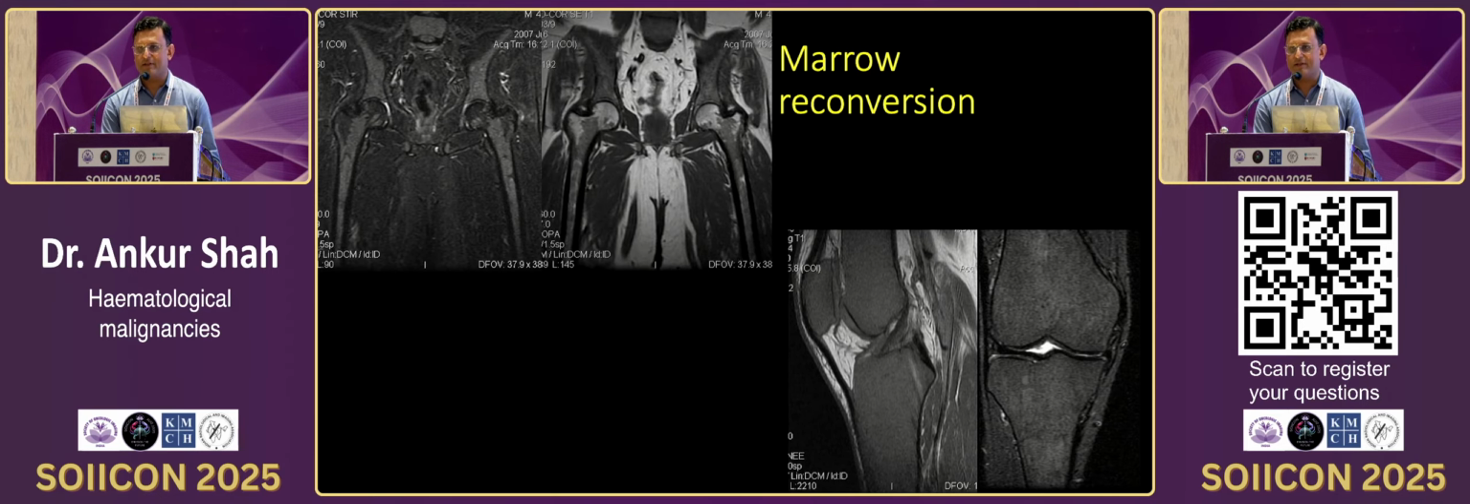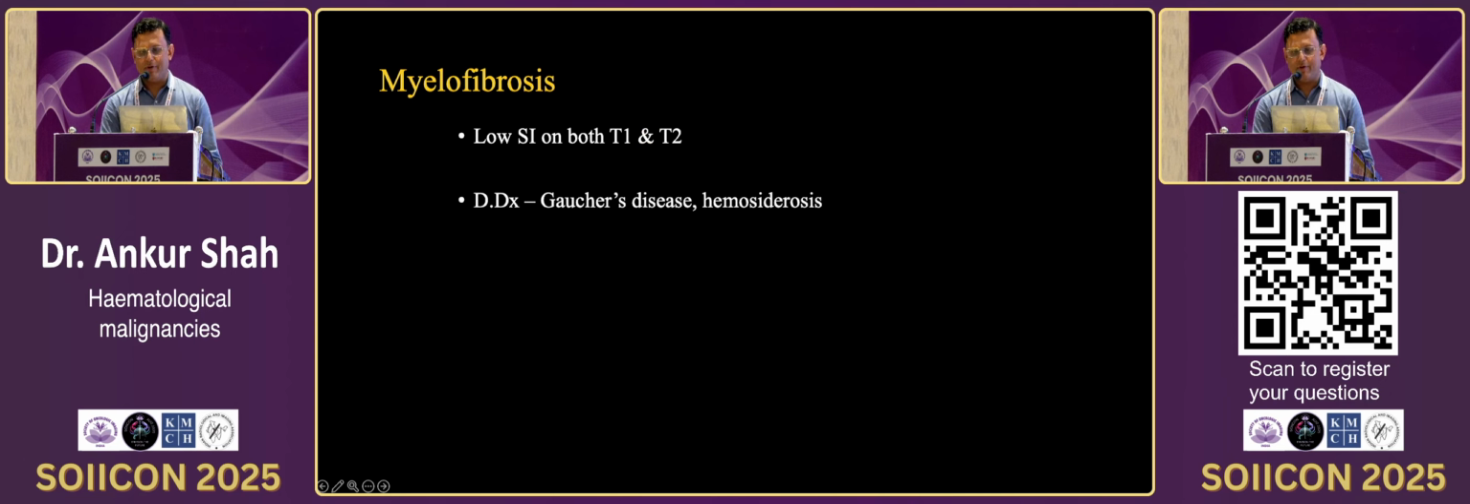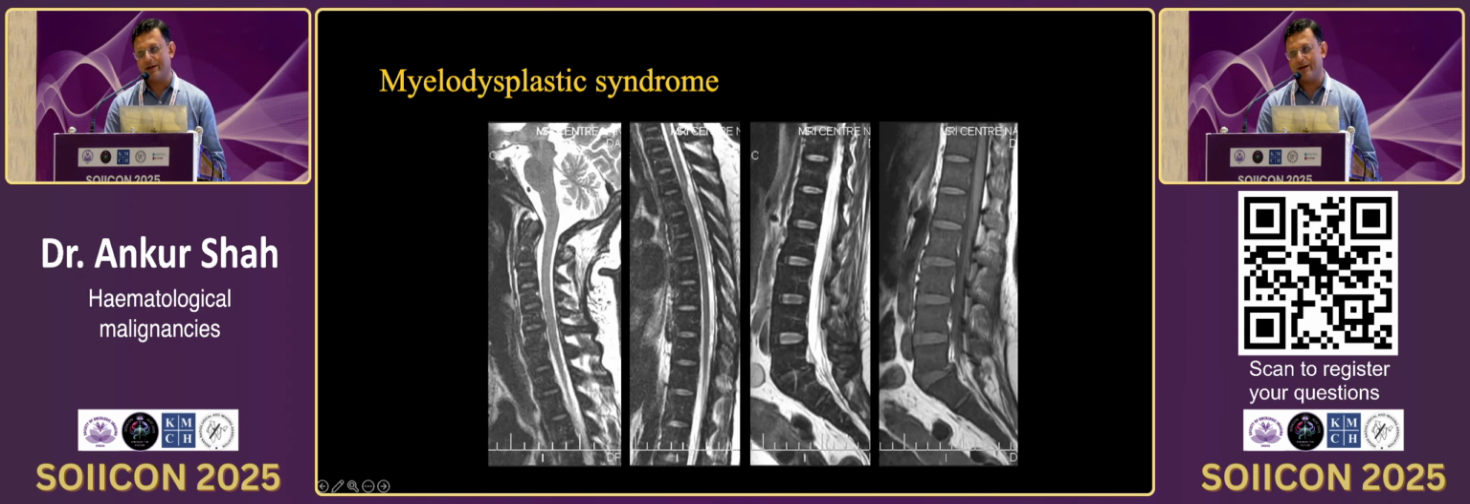Similarly, in a patient presenting with severe anemia, you might see marrow reconversion. So the fatty marrow gets reconverted into red marrow. It might be patchy like this, or it can be diffuse, which is homogeneous. It exactly mimics the appearance we see in patients of leukemia, but you need to see the blood picture to confirm the diagnosis. Even conditions like myelofibrosis present in a similar way.